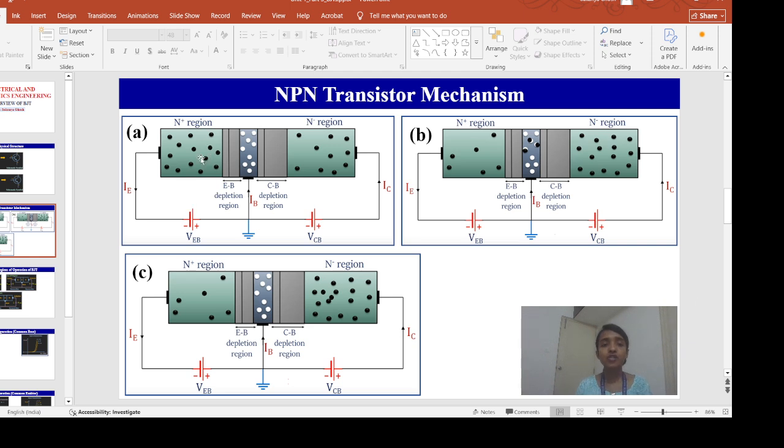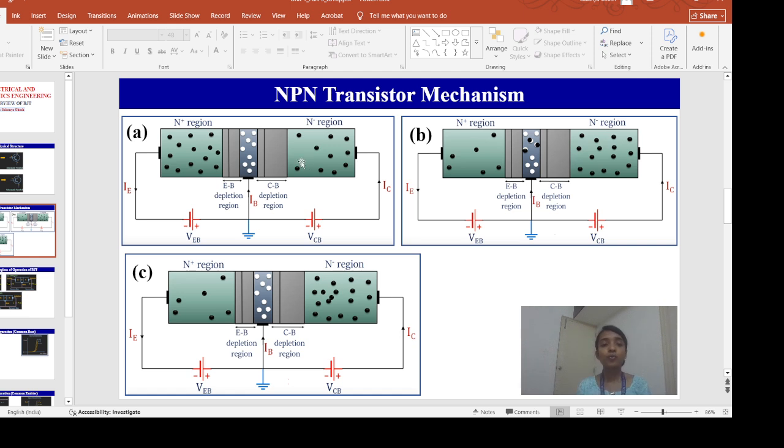As we know, this is my emitter, this is my N region, this is my base region, this is my emitter N plus region. We are considering an NPN transistor, right? So this is my N region, this is my P region, and again this is my N region. This green color region is the N region, this blue color region is my P region, and this green color region is again my N region.